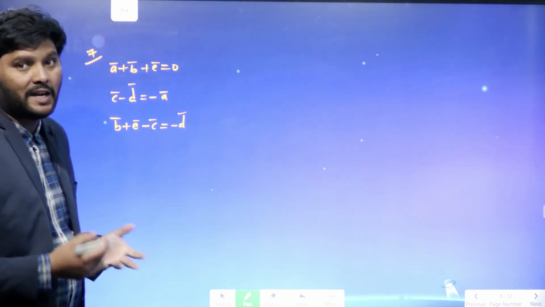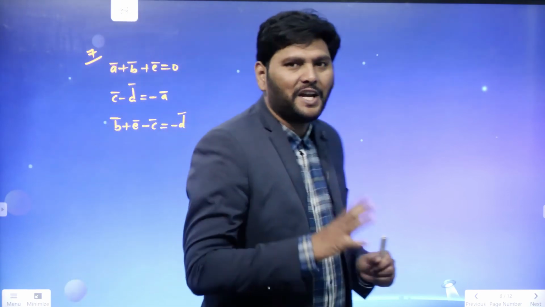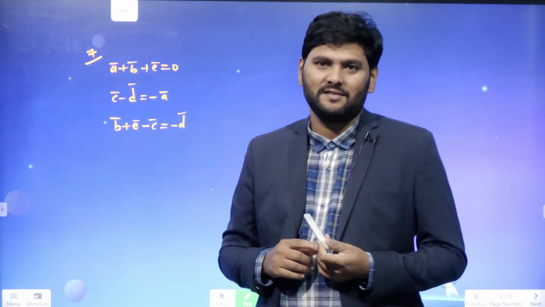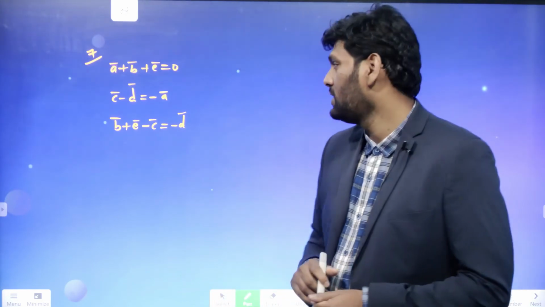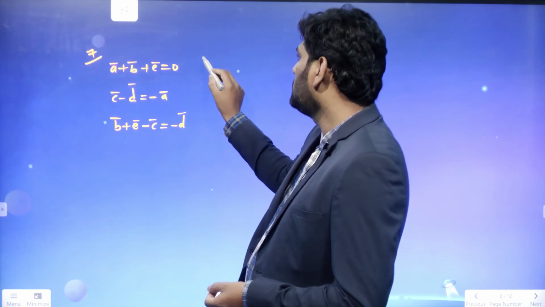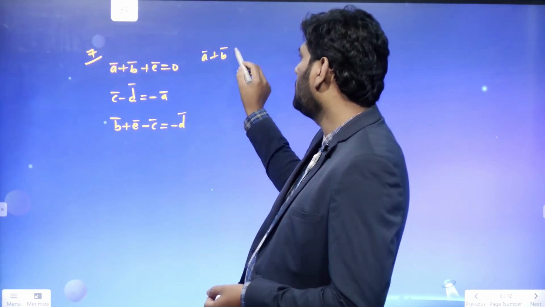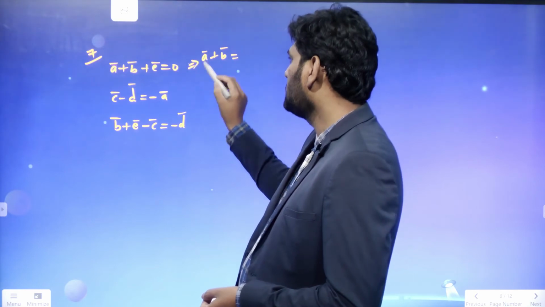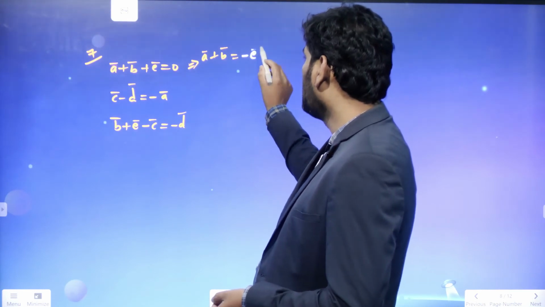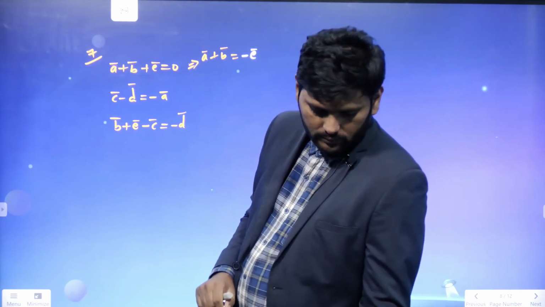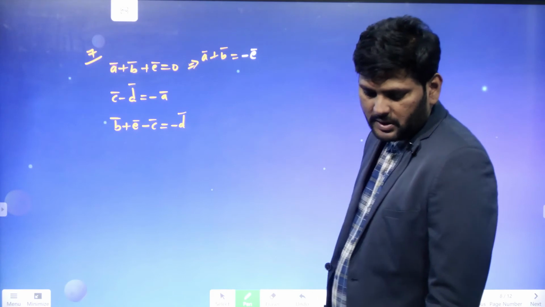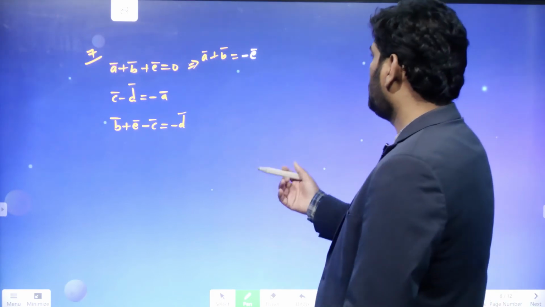Then what is the correct relation they're asking? Actually, this question is completely based on the polygon law of vector addition. Now see here. The first equation, A bar plus B bar plus E bar, you can write as A bar plus B bar minus E bar. A bar plus B bar is equal to what? Minus B bar.